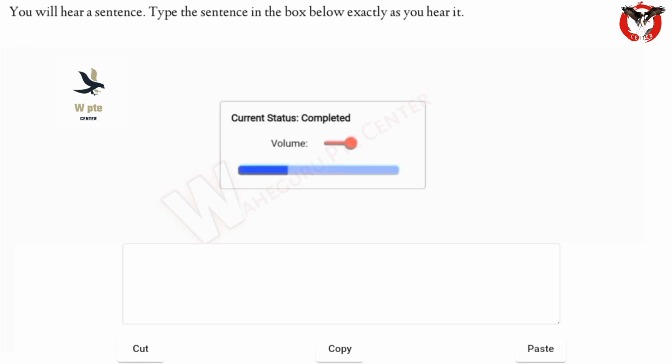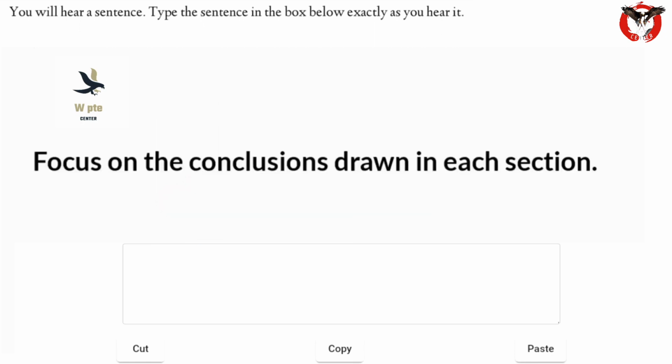Focus on the conclusions drawn in each section.